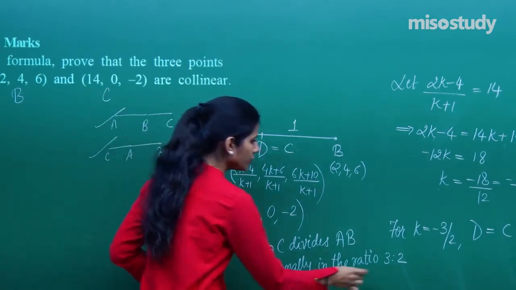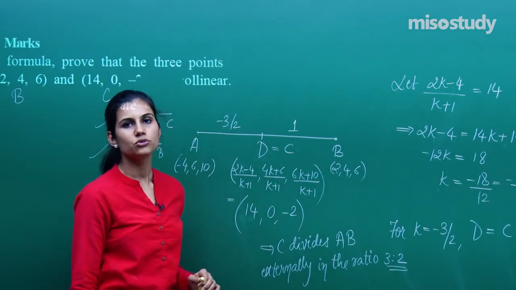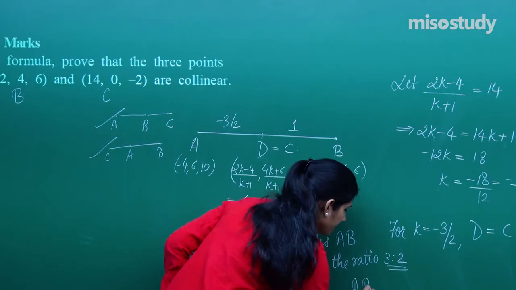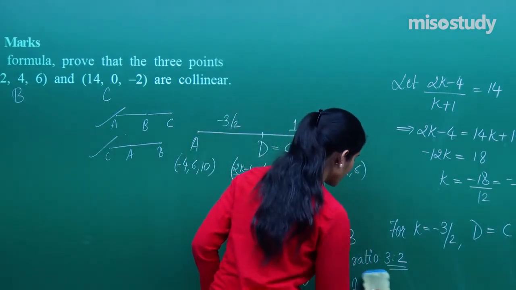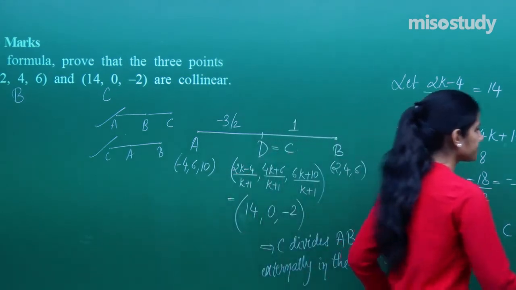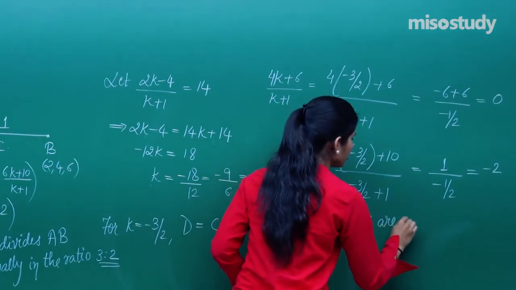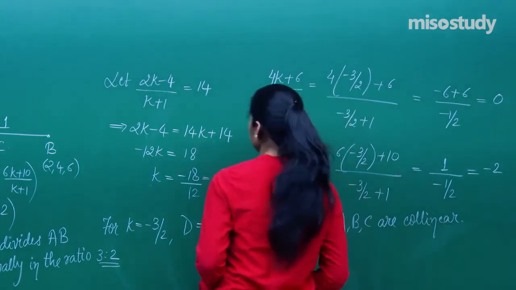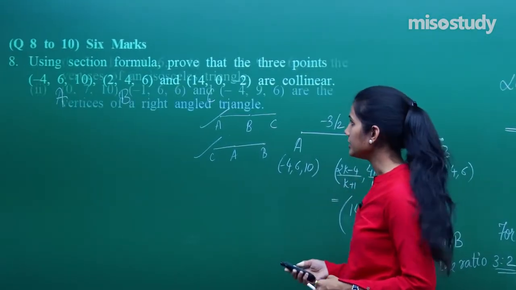So I am not concerned with this ratio. This ratio was just a method to use section formula to conclude that A, B, C are collinear. So A, B, C, in whichever order, is not my concern. I am getting therefore A, B and C are collinear points. Clear? That's how you use section formula to conclude collinearity.